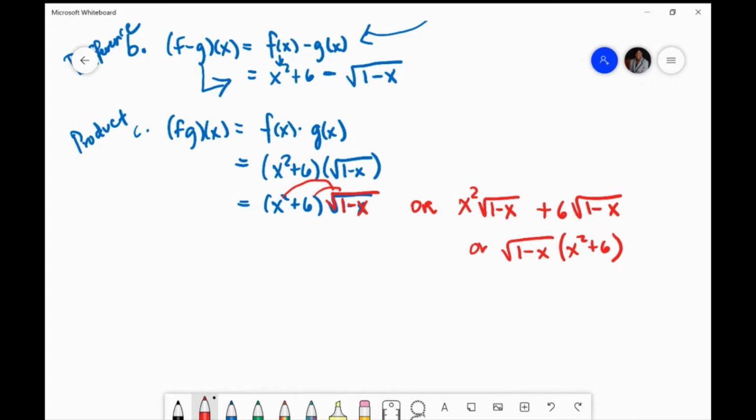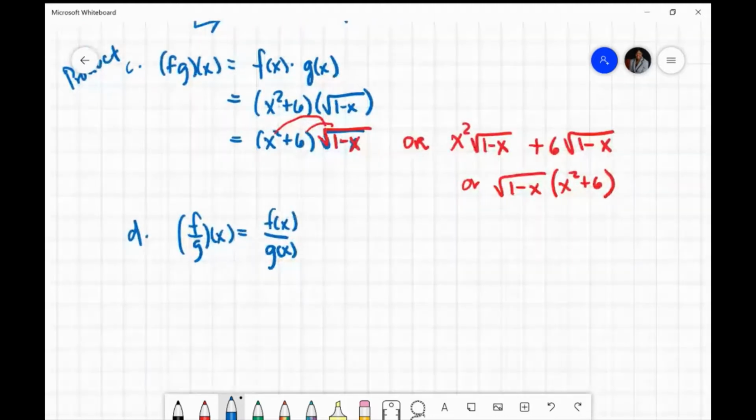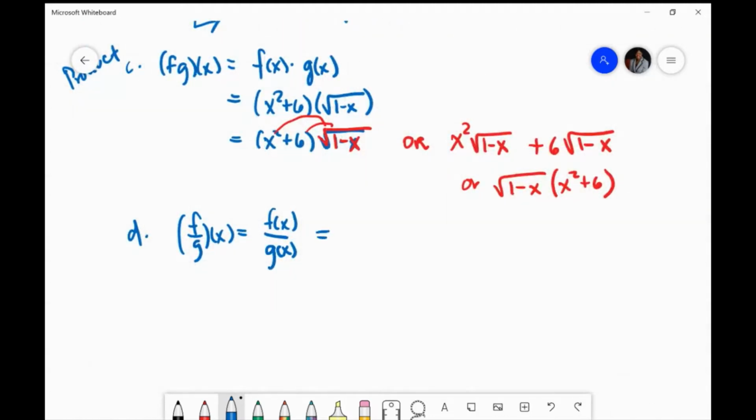All right, moving on. D. F divided by g of x equals f of x divided by g of x. So you can write on the side below it, x squared plus 6 divided by the square root of 1 minus x. Still can't do anything with that. So actually, these are the simplest ones here, even though it had a radical involved. Now the challenge is, what is the domain of this?